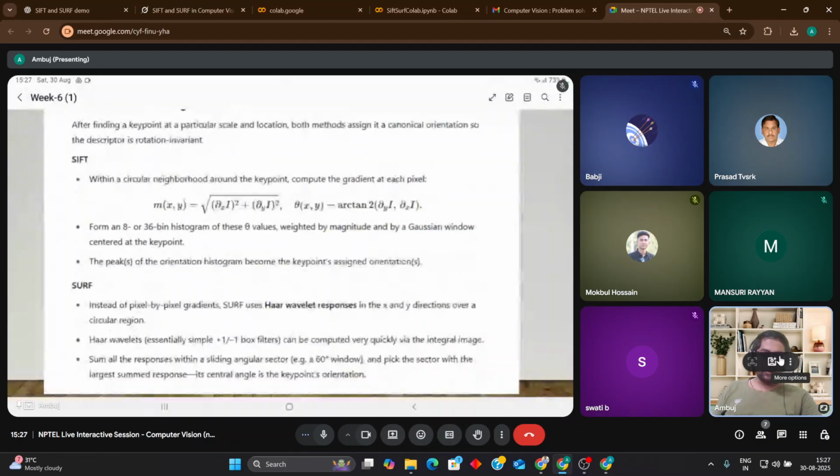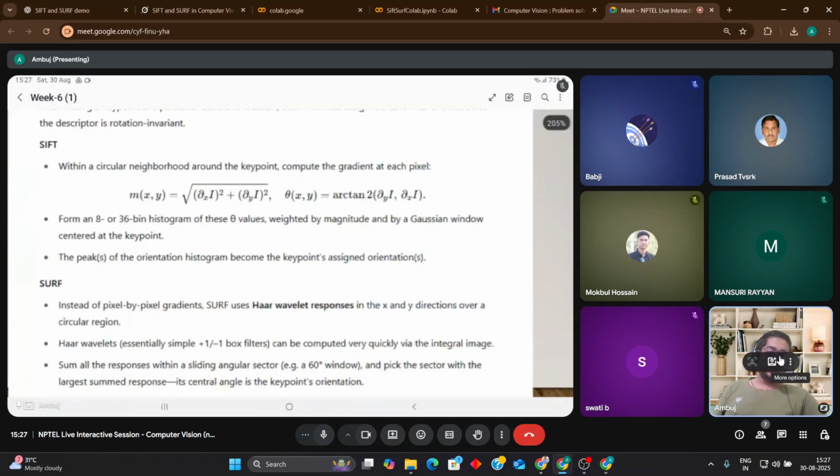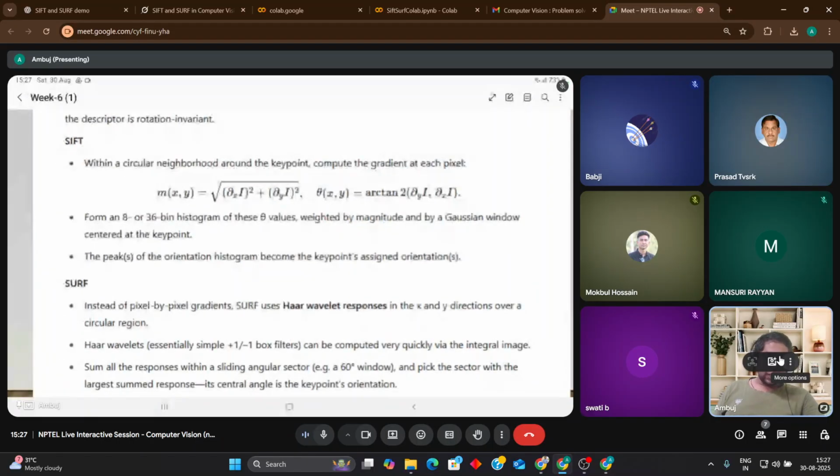In case of SIFT, I told you that Gaussian filters are used within a certain circular neighborhood around a key point. You try to compute the gradient at each pixel. The gradient is m(x,y), the change in x direction of I plus the change in y direction of I; you compute the squares of both and take the square root, using the Manhattan formula.